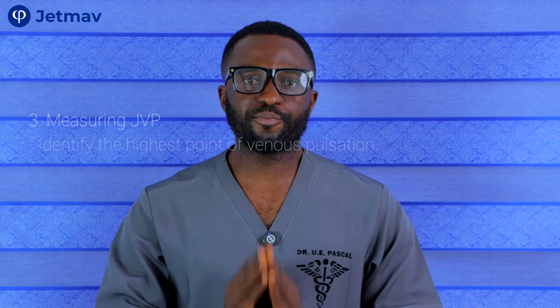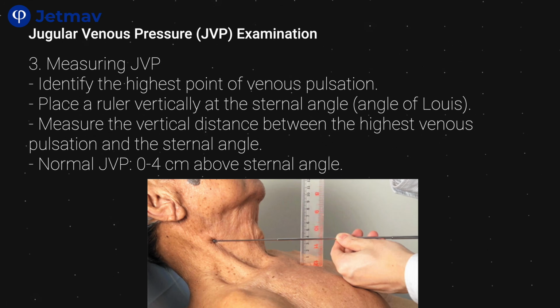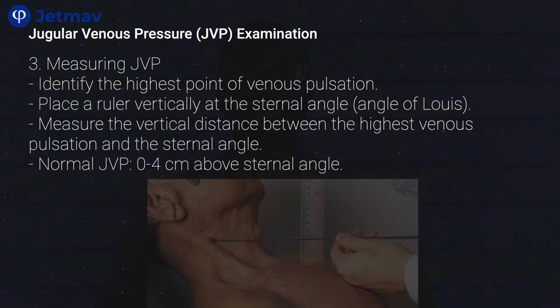Then for measuring your jugular venous pressure, you identify the highest point of venous pulsation. Then you place a ruler vertically at the sternal angle. So you locate the sternal angle, also called the angle of Louis. When you locate it, you place a meter rule vertically at that point. Then you measure the vertical distance between the highest point of the venous pulsation and the sternal angle. That will give you the JVP. And the normal JVP is between 0 to 4 centimeters. So if you have something above, then you have a raised JVP.